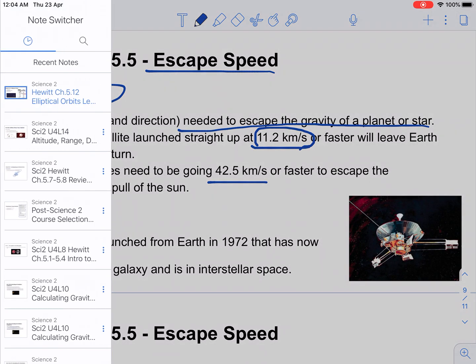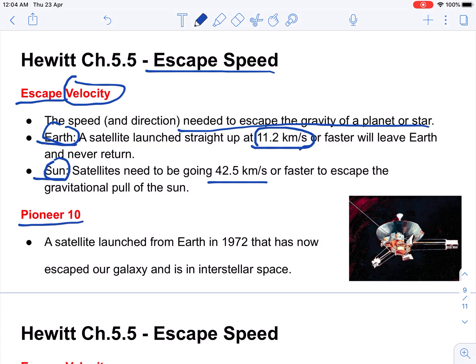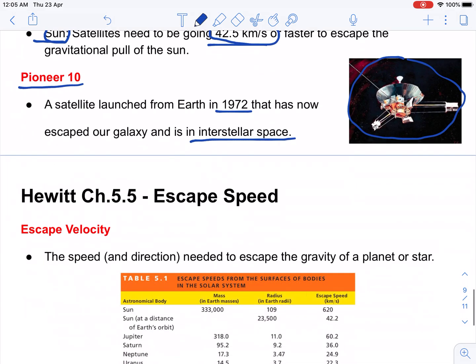The Pioneer 10, which was a satellite that was launched back in 1972. It passed Mars. They did a little like slingshot thing past Jupiter, I think, to get it up to the adequate speed. But this little probe, pictured right here, has now left our solar system. And it is technically in interstellar space because it was able to achieve both escape velocities, the 11.2 kilometers per second to get off of Earth, and the 42.5 kilometers per second to get away from the Sun. And I'm sure it achieved the speeds needed to get away from all the other planets that it passed or got close to.